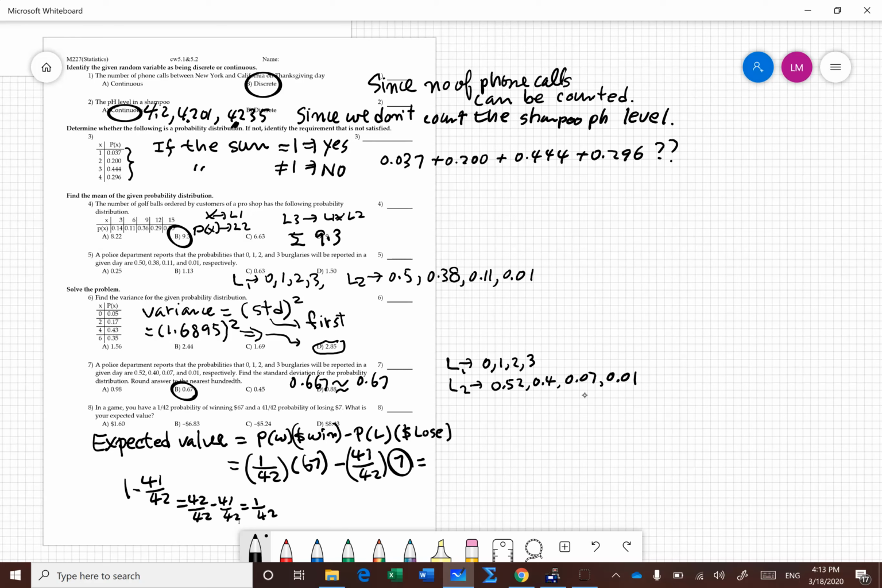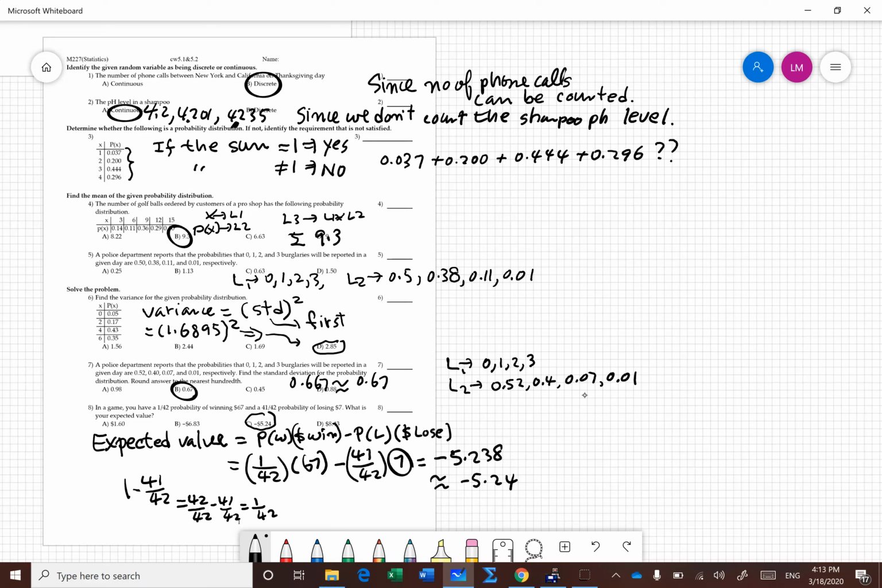I'll do that in the calculator. I get negative, if I round it, negative 5.238, so round to negative 5.24, okay? So that means you're going to lose that much money every time you play the game.